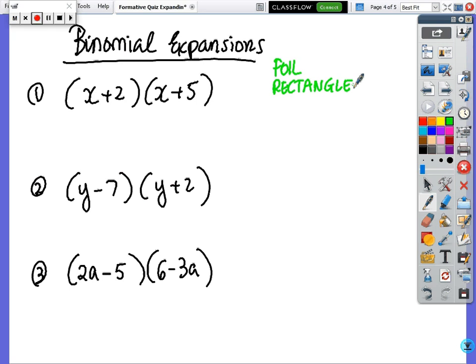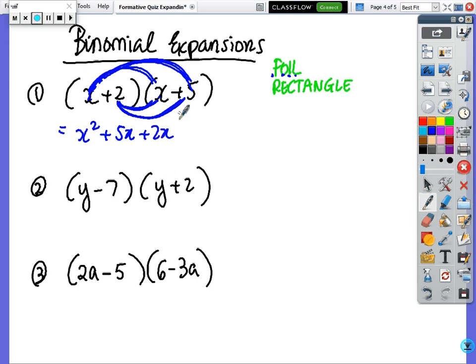Okay, so I'm going to use FOIL. So we go first, outside, inside, last. So x times x is x squared. X times 5 is 5x. 2 times x is 2x. 2 times 5 is 10. And then we've got these like terms in the middle. And that's the answer. Okay.